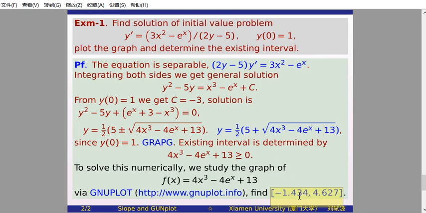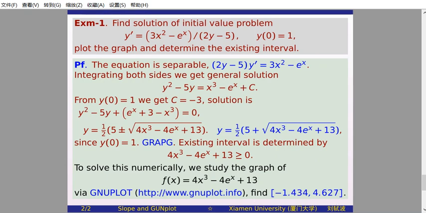The interval where the solution of the initial value problem is defined. Now we observe that the existing interval is bounded on both sides. It has a left endpoint and a right endpoint. Therefore, it's interesting to study the behavior of the solution when x approaches these two endpoints.